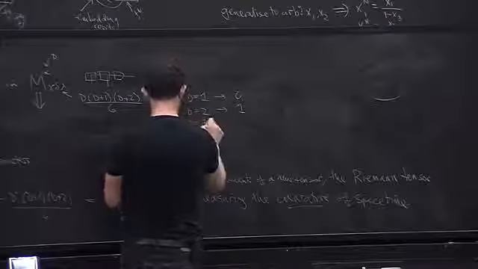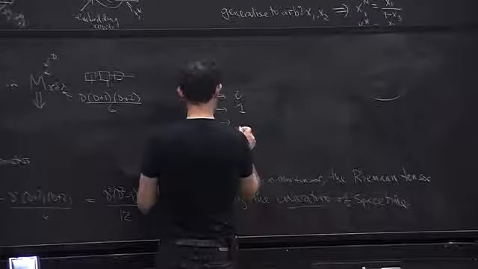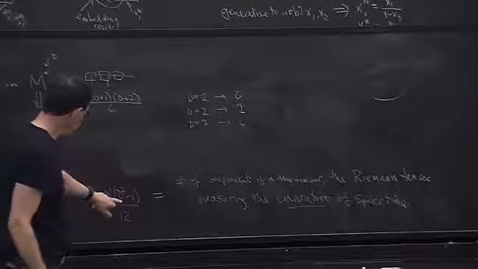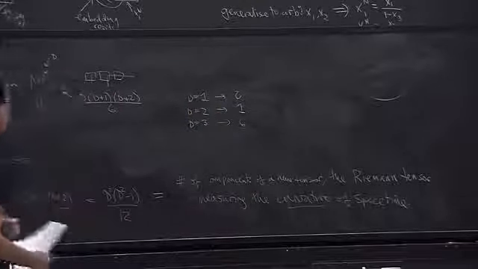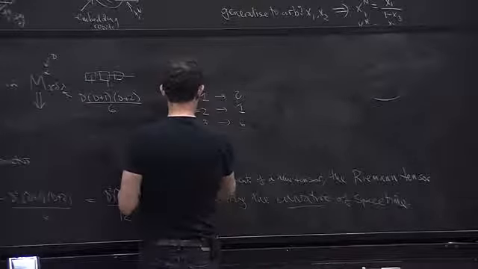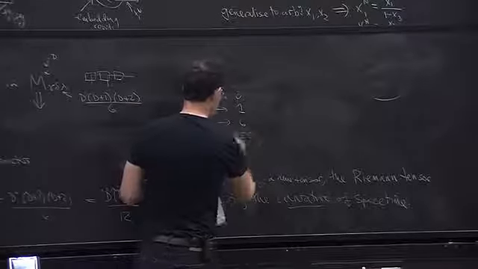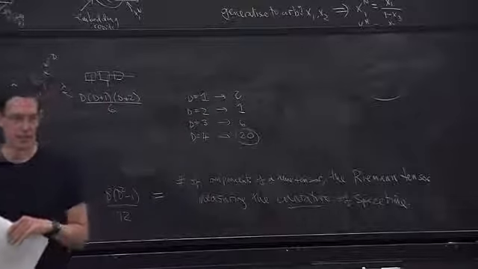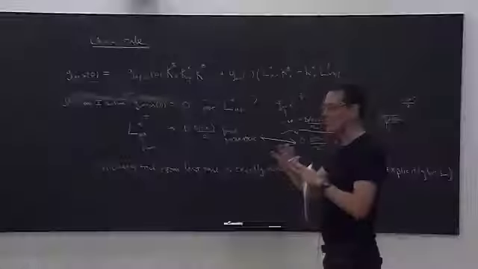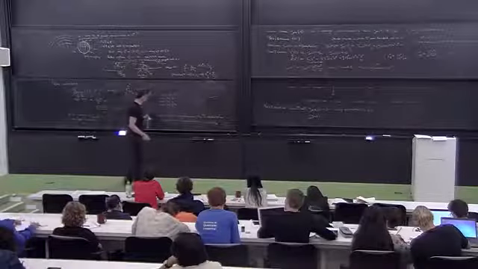In d equals 3, there are 6. 9 times 8 over 12 is 6. And in d equals 4, which is the dimension we live in, there are 20. So the Riemann tensor has 20 components. There are 20 second derivatives of the metric which you cannot, in general, set to 0 by a coordinate transformation.